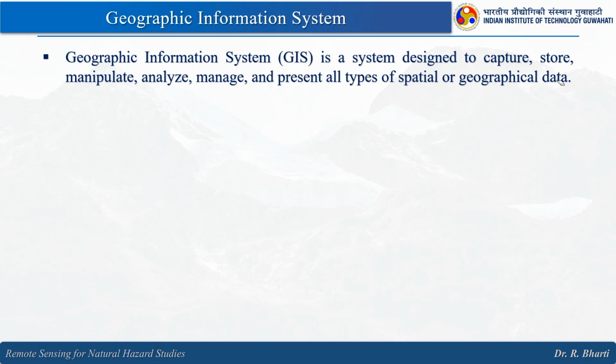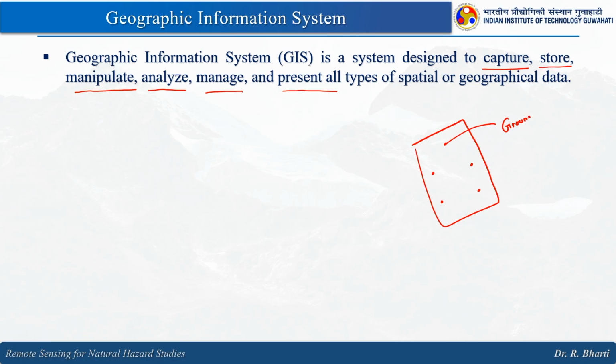So, here you can see the GIS is a system designed to capture, store or manipulate, analyze or manage the data sets, right. Here there are few important terms. First one is capture, then store, then manipulate, analyze, manage and present, right. So, when we talk about any data set, considering you have collected a few data points in the field, which is basically the groundwater table, right. So, this is let us say groundwater table.